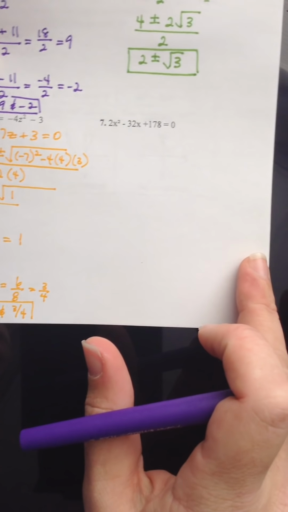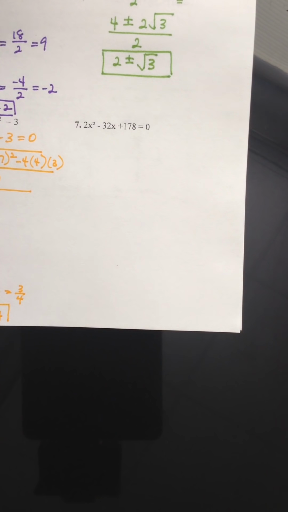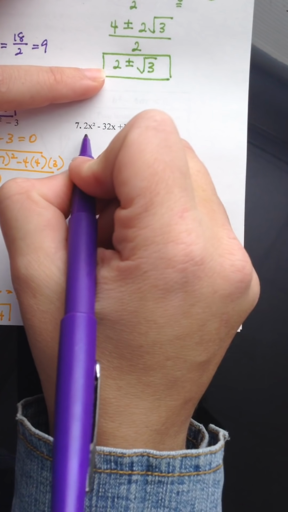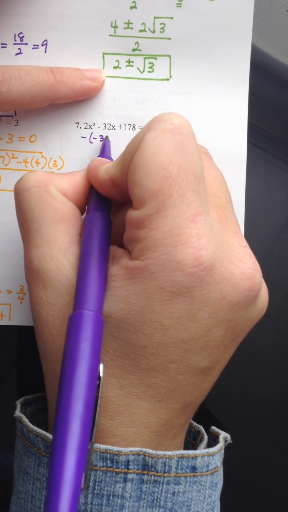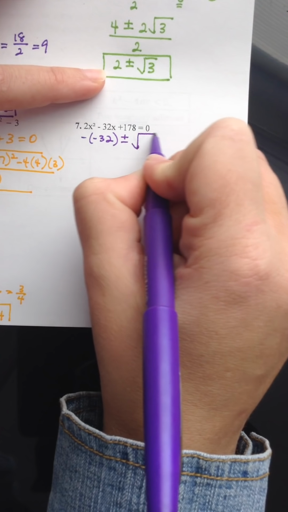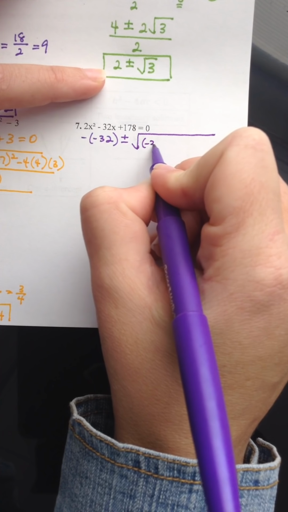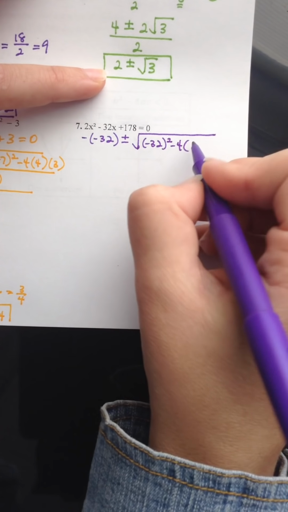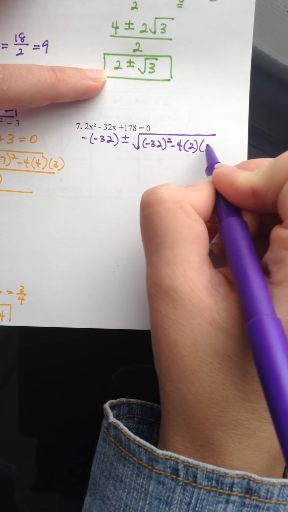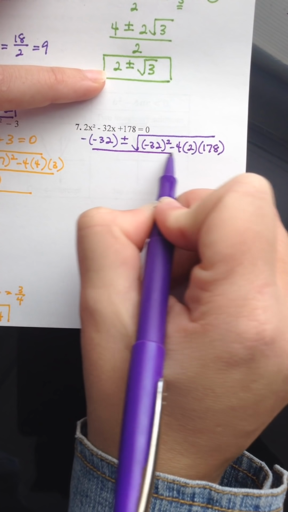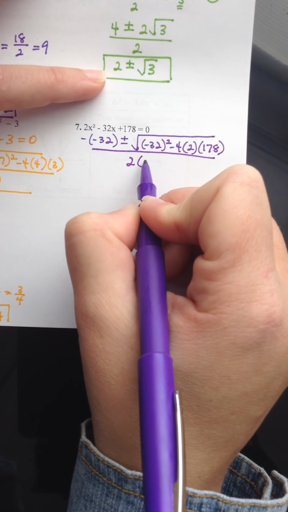We'll take a look at number 7. Alright, number 7 is currently in standard form, so we're good to go. We just need to plug it into the quadratic formula. So negative b, which is negative 32, plus or minus the square root of b squared, minus 4 times our a, which is 2, and our c, which is 178, all over 2a, and remember a is 2.